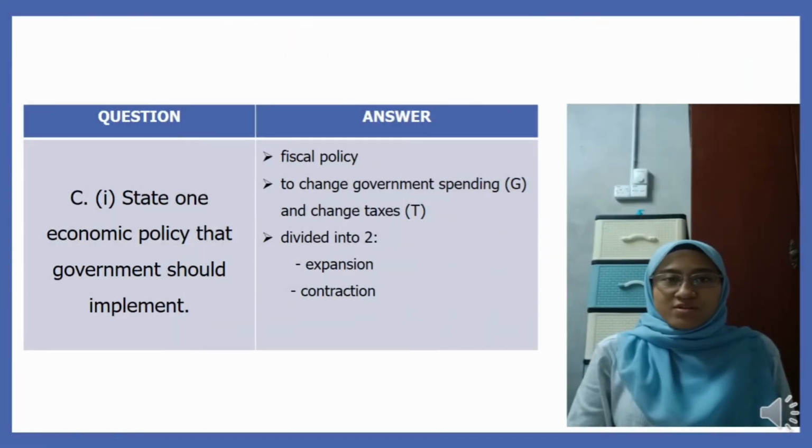For question C1, the question is to state one economic policy that the government should implement. So the answer is, the necessary economic policy implemented by the government is a fiscal policy that aims to change government spending and change taxes. This fiscal policy is divided into two: first, expansion, and second, contraction.